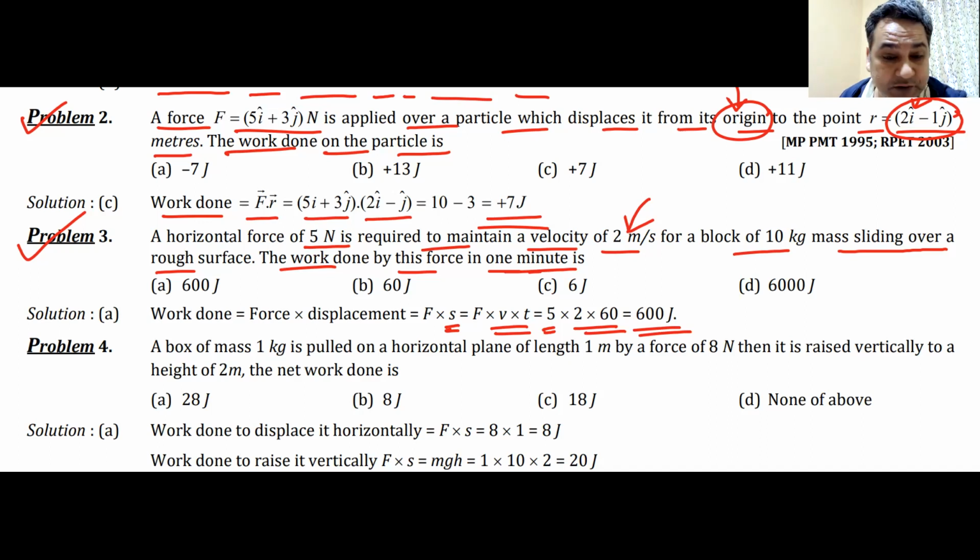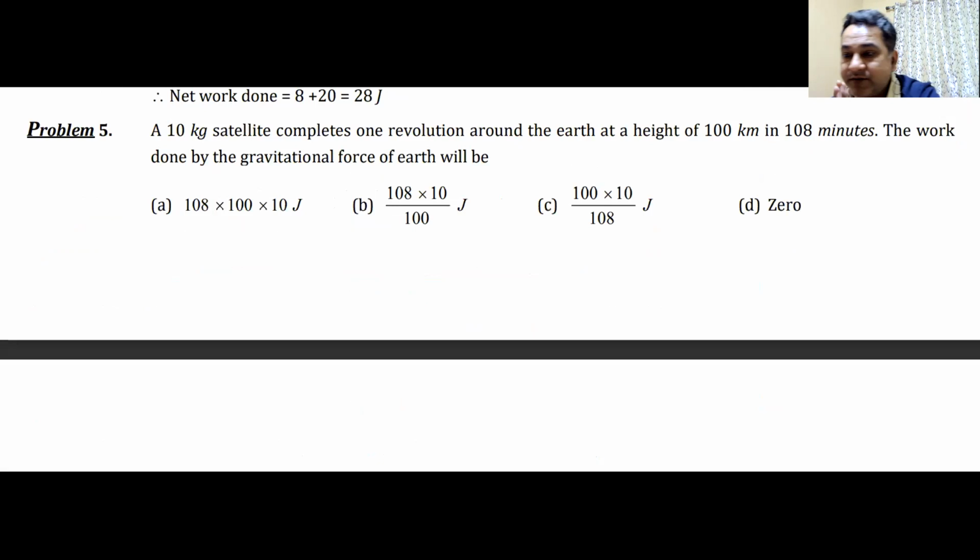Now I'll do one more question. Question number 5, not 50. A 10 kg satellite. Now again, we have not said it's satellite. Does that make any difference? Let us see. A 10 kg satellite completes one revolution around Earth at a height of 100 kilometers in 108 minutes. What is the work done by the gravitational force of Earth in one revolution?